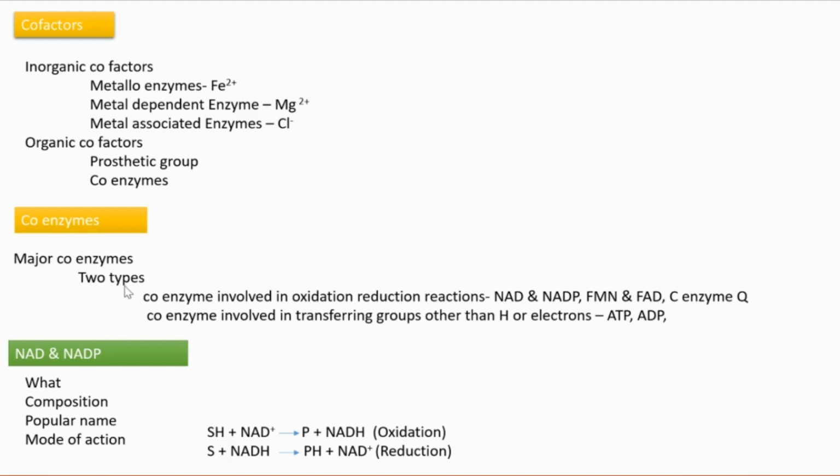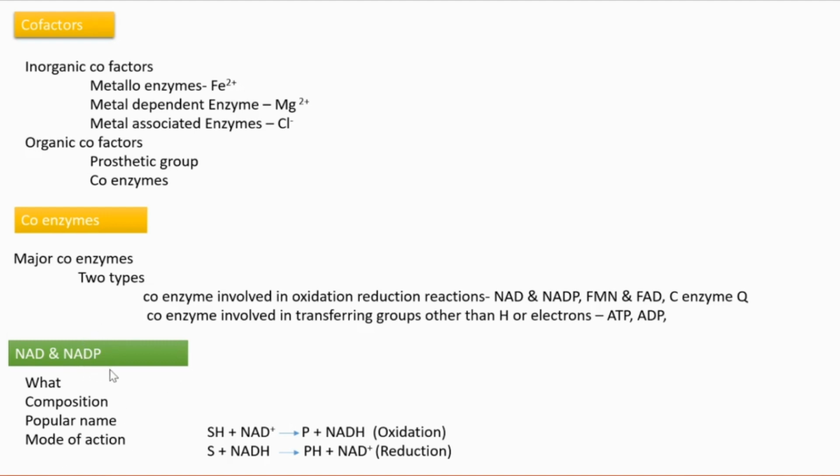Then there are two types of coenzymes. Coenzymes involved in oxidation reduction reactions; examples are NAD, NADP, FMN, FAD, and coenzyme Q. The next type is coenzymes involved in transferring groups other than hydrogen or electrons. They are involved in reactions that take place through transferring certain groups instead of the transport of protons or electrons. Examples are ATP, ADP. Then we are going to see these coenzymes one by one.